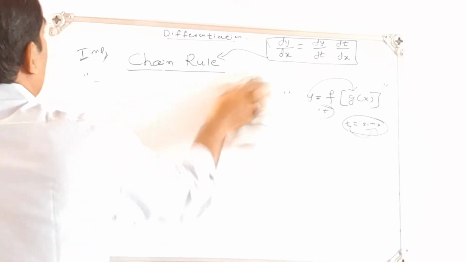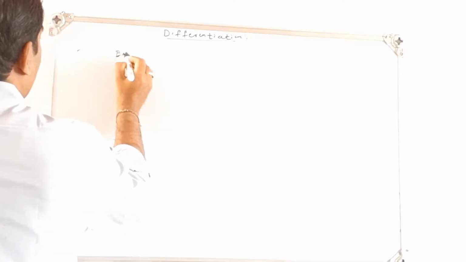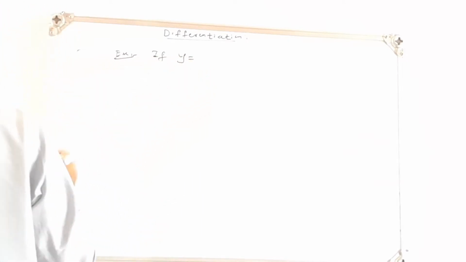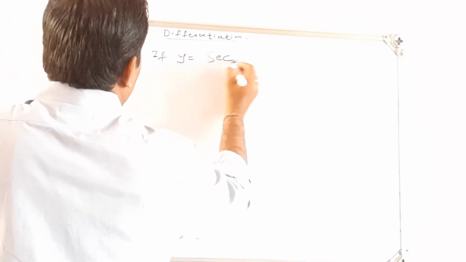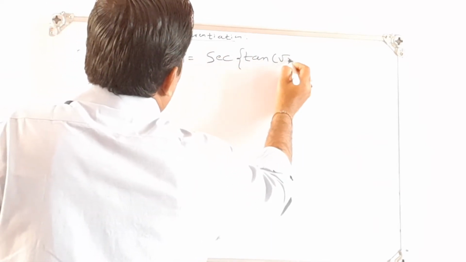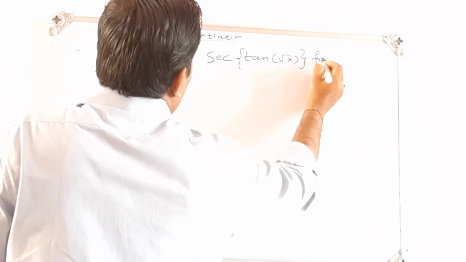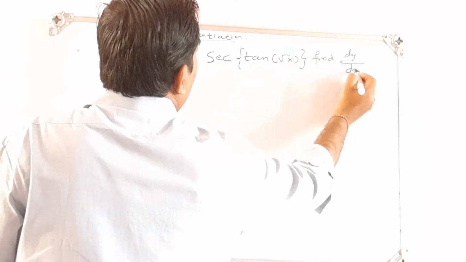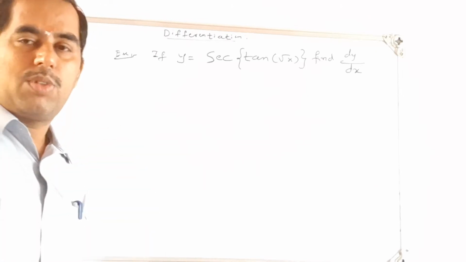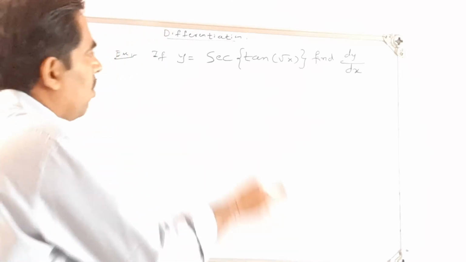Okay, let us consider some more examples on chain rule. Let us work out those. Okay, next example. If y is equal to, let me take this one, secant of tan of root x, find dy by dx. Before going to the solution, observe how the function is given.